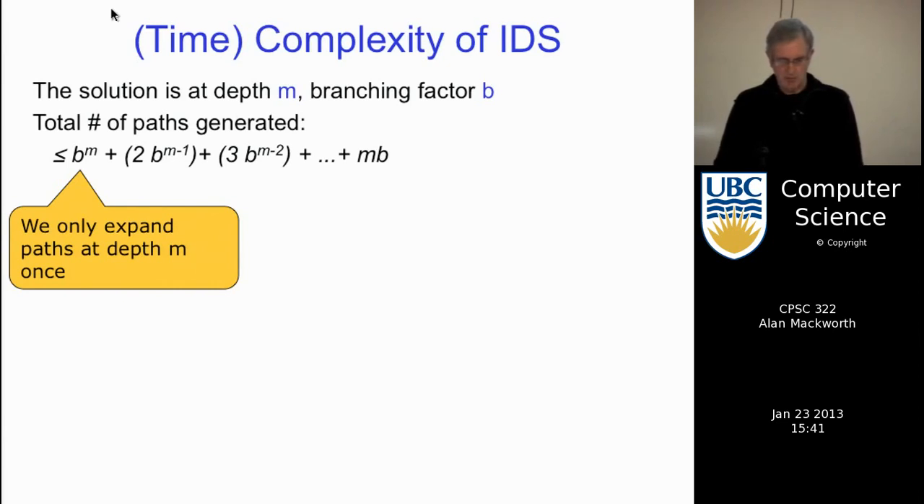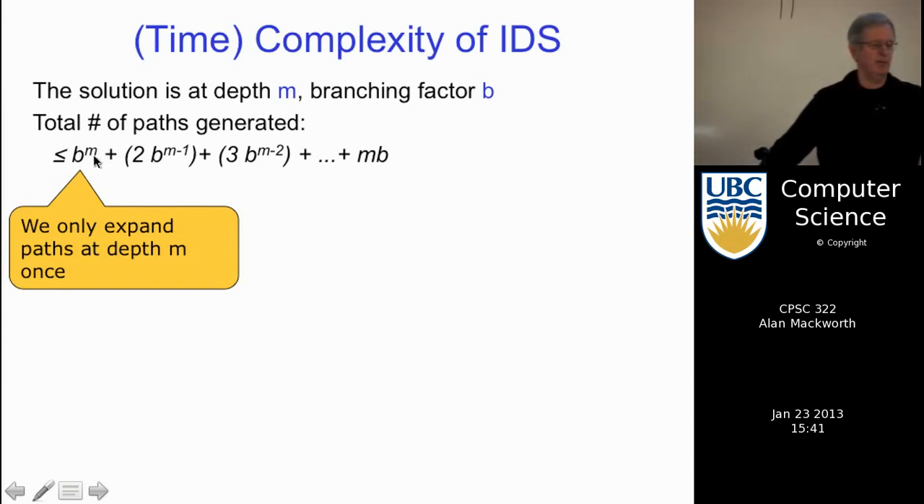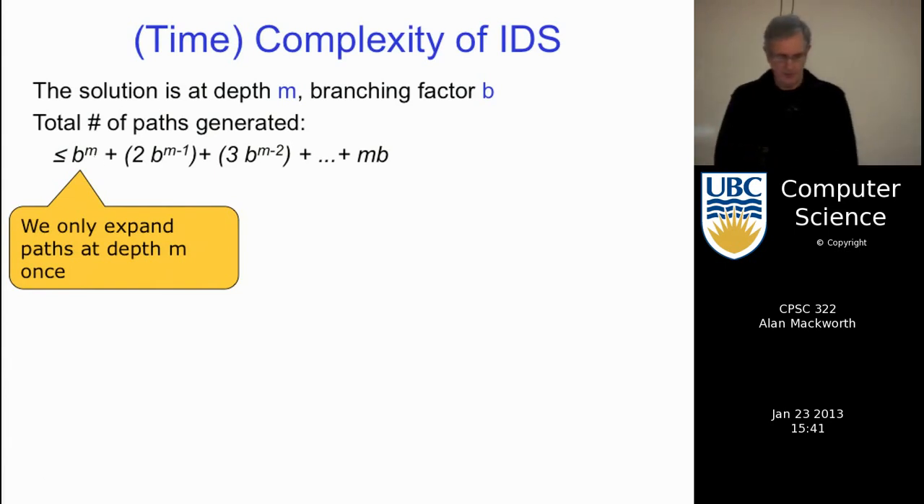So what's the time complexity? We know what the space complexity is, linear in M and B. The solution is at depth M, the branching factor is B. The total number of paths generated, which is what governs the time complexity, is less than or equal to b to the m, the number of paths at depth M. If the solution were way over on the right-hand side at depth M, then you might have b to the m paths, and you only expand them once.